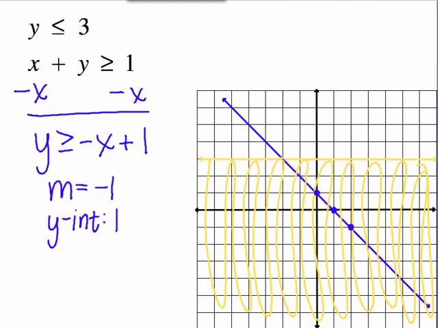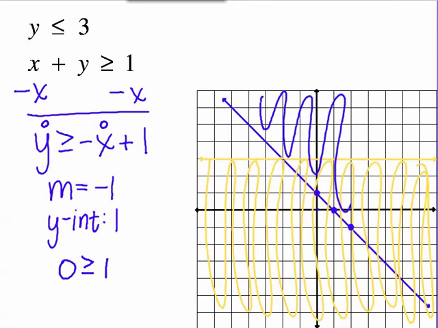Now I need to figure out what side of the line I am going to shade. In this case, what's a good rule of thumb to use? (0, 0). So let's plug in 0 and 0. When I do that, I get 0 is greater than or equal to 1. Is that true? No. And I know (0, 0) is right here. So which side am I going to shade? The upper right.